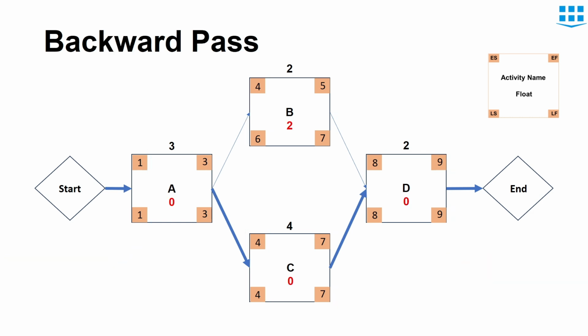So you can see that activity A, C and D has 0 float and activity B has 2 days float. This means that activity B has the flexibility and it can be delayed by 2 days without delaying the overall project's completion date. So that's how we can calculate float. That's all from this video.